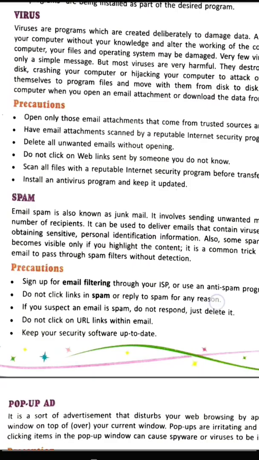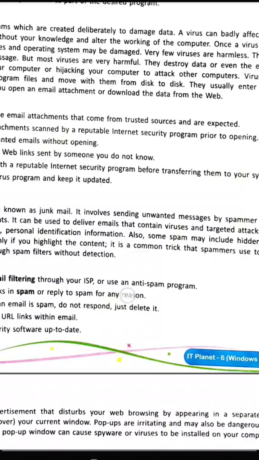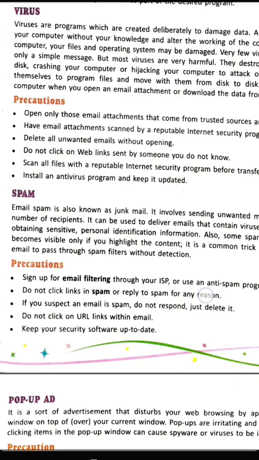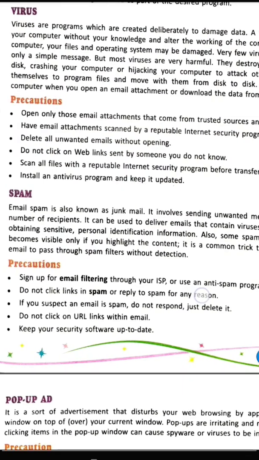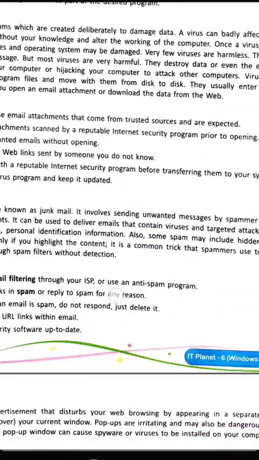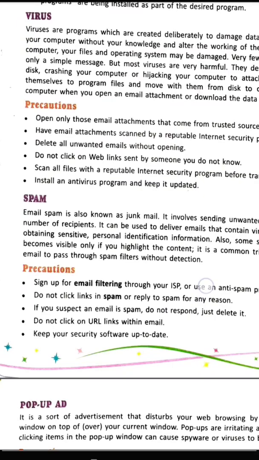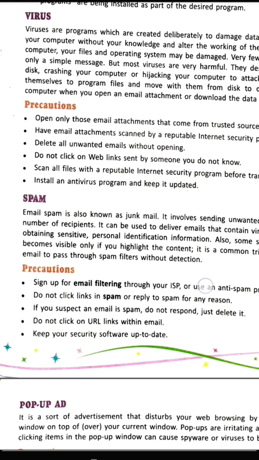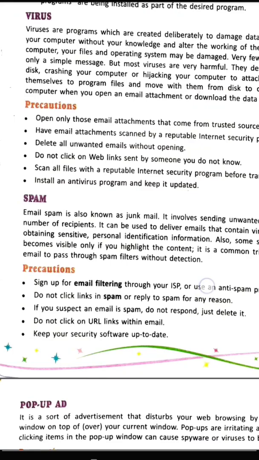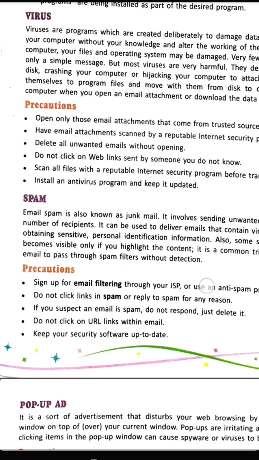First is open only those email attachments that come from trusted sources and are expected. It means do not open the attachments from unknown persons. Second, have email attachments scanned by a reputed internet security program prior to opening. So before opening any attachment from the email, first scan that attachment and after that open it. Third, delete all unwanted emails without opening. The emails that you think are of no use, you can delete without opening. Next, do not click the web link sent by someone you do not know. So do not open the link sent to you by some unknown person.